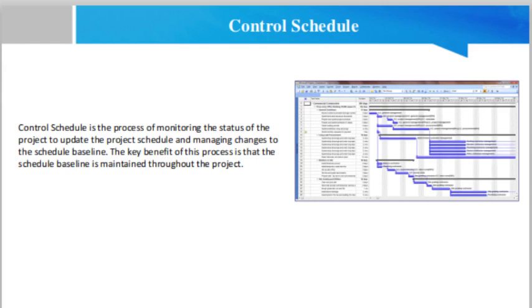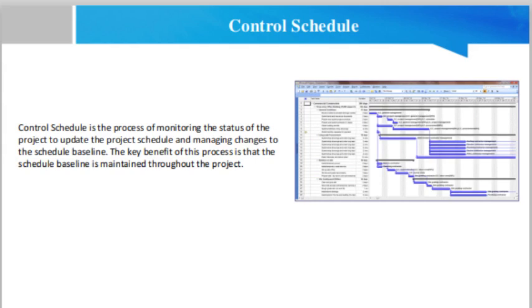So, friends, control schedule is the process of monitoring the status of the project to update the project schedule and managing changes to the schedule baseline. The key benefit of this process is that the schedule baseline is maintained throughout the project. This process is performed throughout the project. Updating the schedule model requires knowing the actual performance to date. Any change to the schedule baseline can only be approved through the Perform Integrated Change Control process.